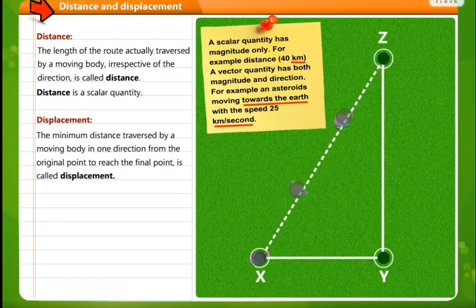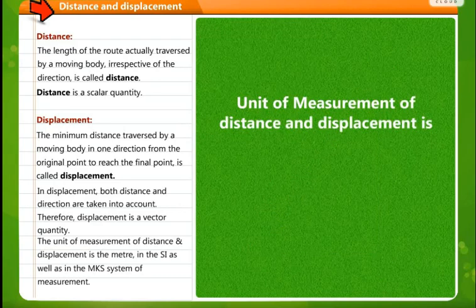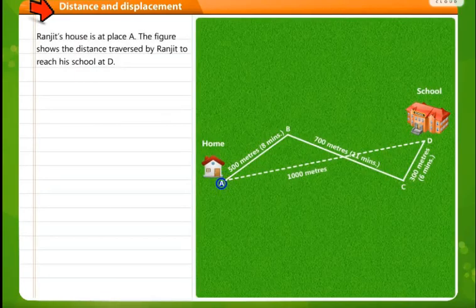Now displacement is the minimum distance traversed by a moving body in one direction from the original point to reach the final point. In displacement, both distance and direction are taken into account. Therefore, displacement is a vector quantity. The unit of measurement of distance and displacement is meter in SI and MKS system, and in CGS system it is centimeter.